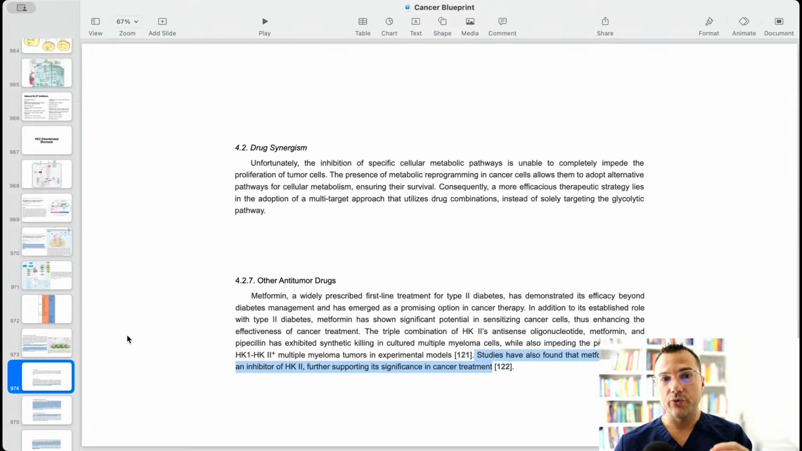It says here, unfortunately, the inhibition of specific cellular metabolic pathways is unable to completely impede the proliferation of tumor cells. The presence of metabolic reprogramming in cancer allows them to adopt alternative pathways for cellular metabolism, ensuring survival. Consequently, a more efficacious therapeutic strategy lies in the adoption of a multi-target approach that utilizes drug combinations instead of solely targeting the glycolytic pathway.